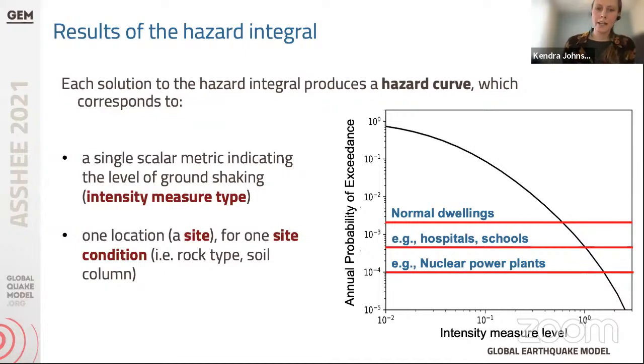So I've indicated on this hazard curve three horizontal lines that correspond to the probability of exceedance that might be considered for different types of structures. And so this helps you to start to see why hazard curves are useful.